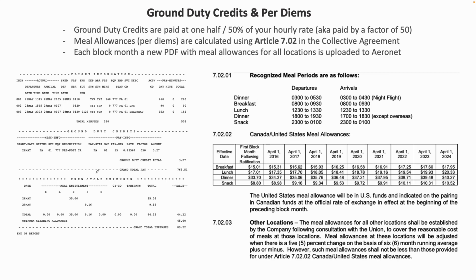Meal allowances, otherwise known as per diems, are calculated using Article 7.02 in the collective agreement. In each block month that we have, there's a new PDF with meal allowances that is uploaded to Aeronet. And this is applicable for all locations that we fly to.